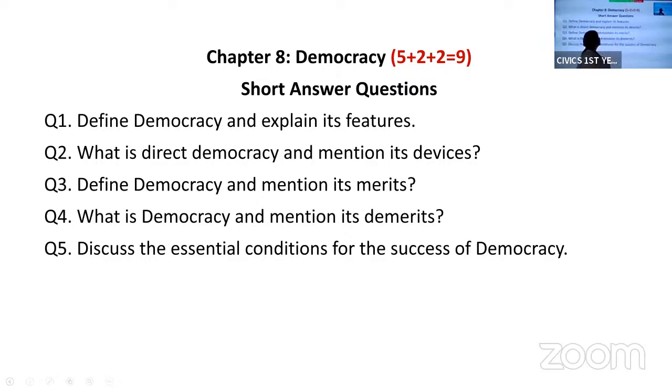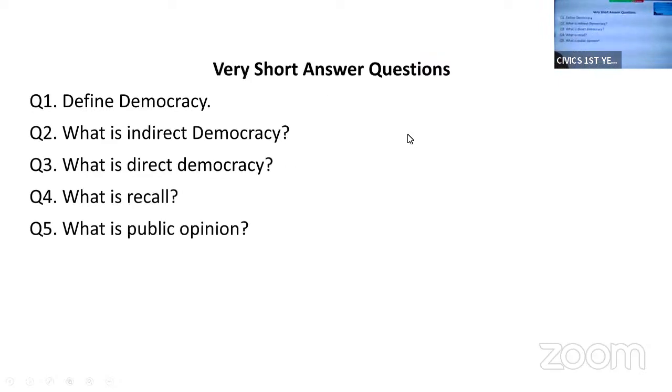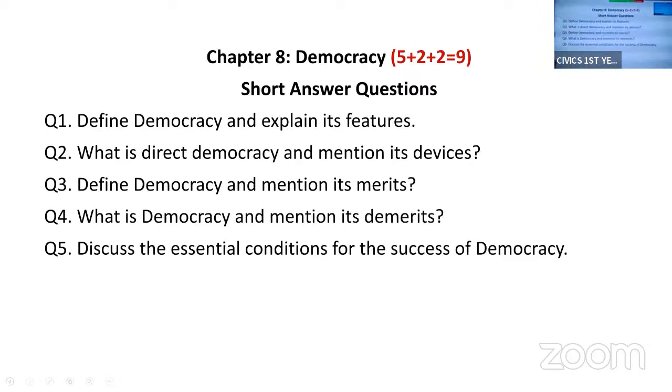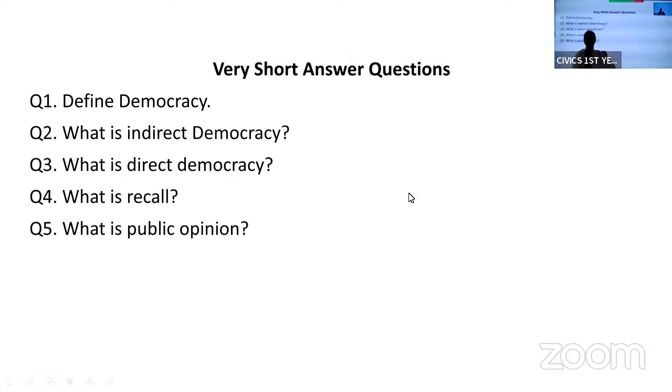Yesterday, we discussed democracy. We started with democracy and discussed the features of democracy, and we have also discussed the devices of direct democracy. Today we will discuss the merits of democracy and the demerits of democracy.